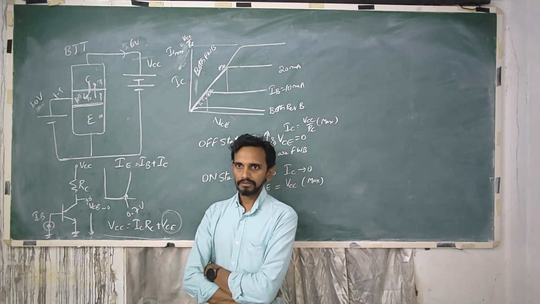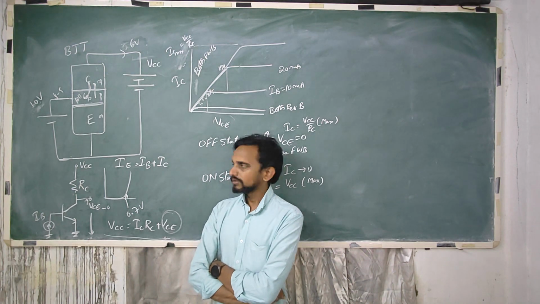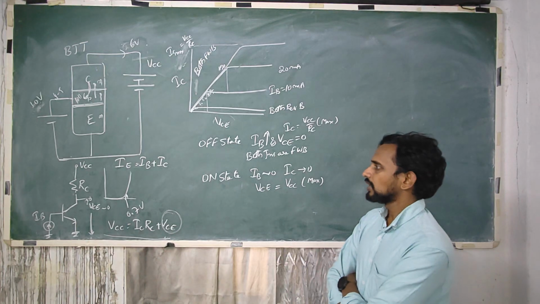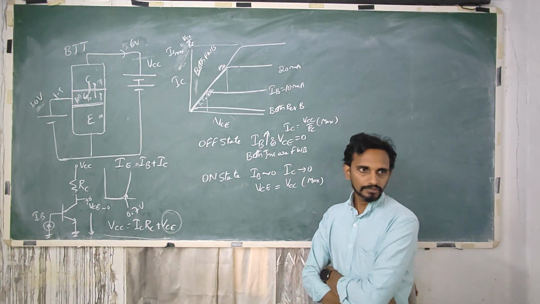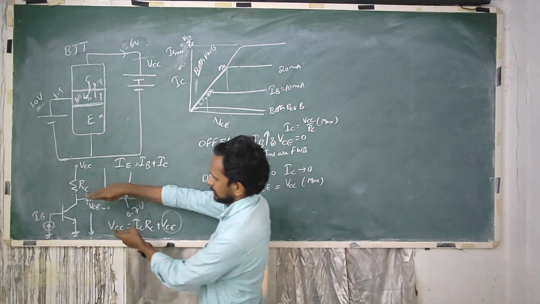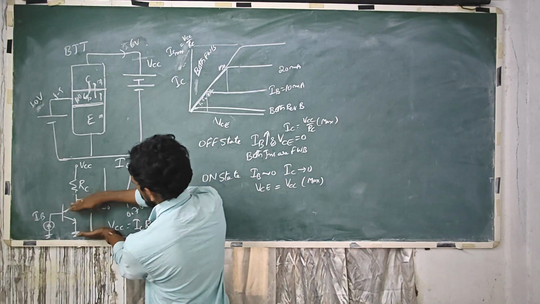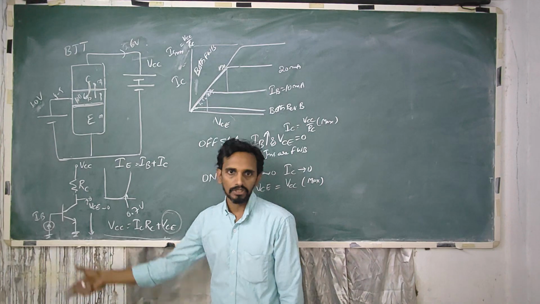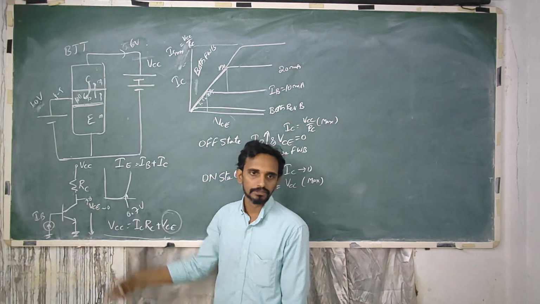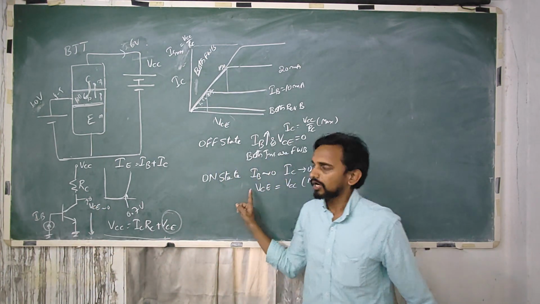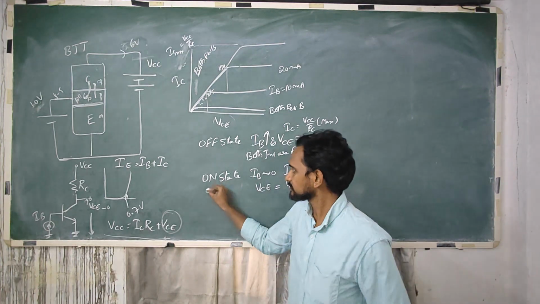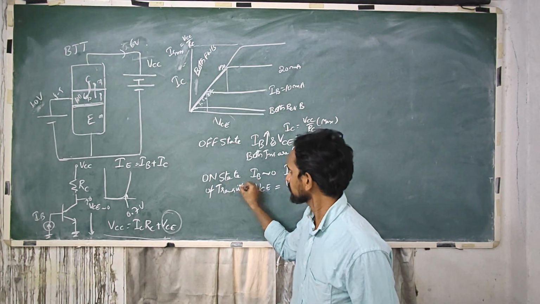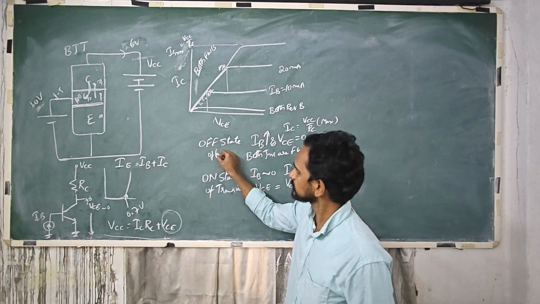So in the on state, the current whatever is flowing, you can fetch it from the transistor only. The entire voltage drop is now across the transistor. So I call it the on state of the transistor. And this is the off state of the transistor.